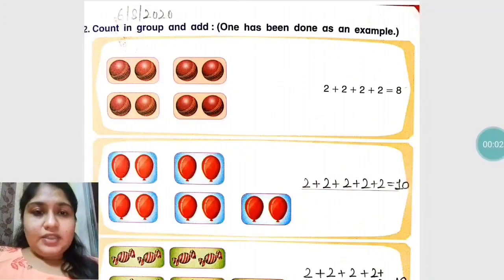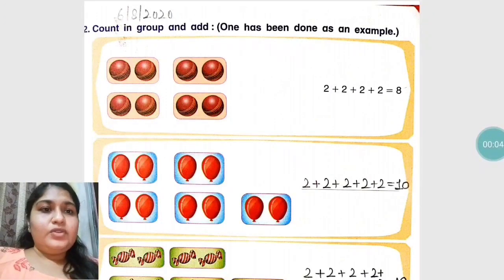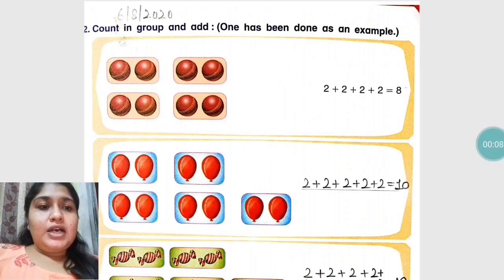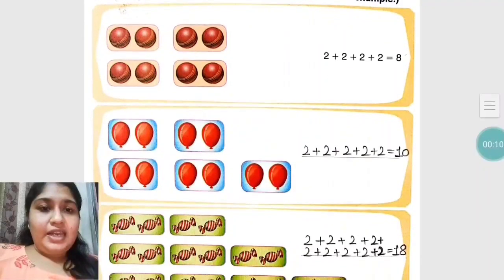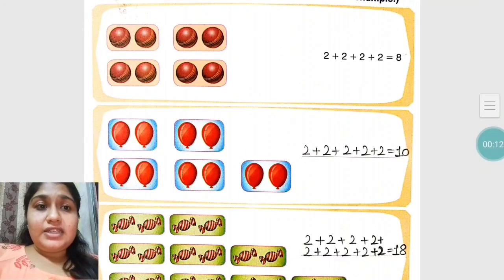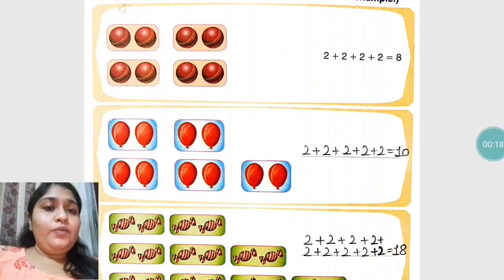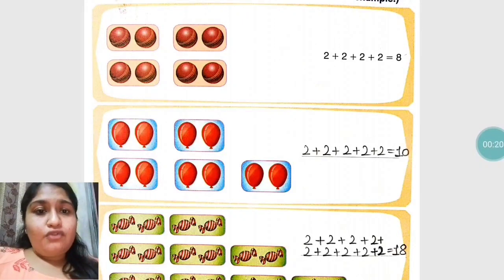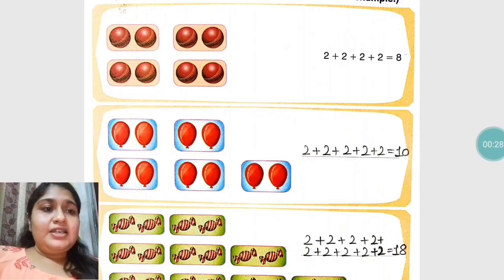Now we will revise this question number 2 once again. So from the second one. So students, as you can see, balloons are there. How many pairs of balloons are there? 5. And in each pair, 2 balloons are there. So when you add this 2 5 times, that means 2 plus 2 plus 2 plus 2 plus 2, the answer is 10.